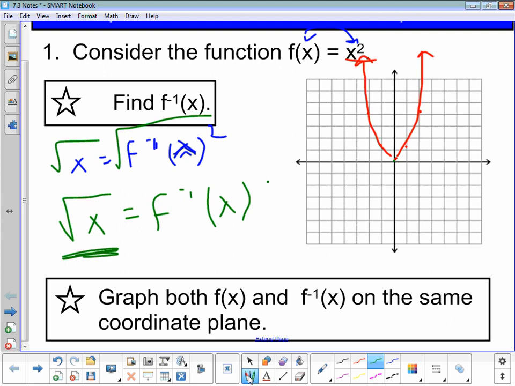I need a pen back. I'm still at 1, 1, but then I go off to 4, 2. I'm switching the x and the y. So 1, 2, 3, 4, up 2. And it looks like this.